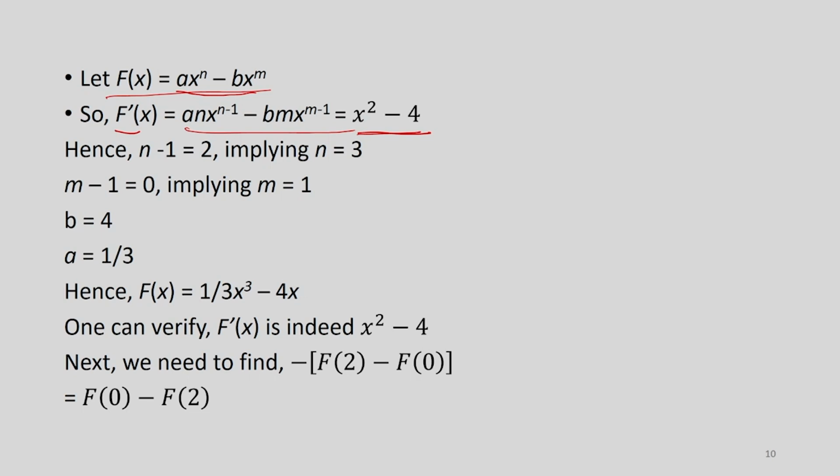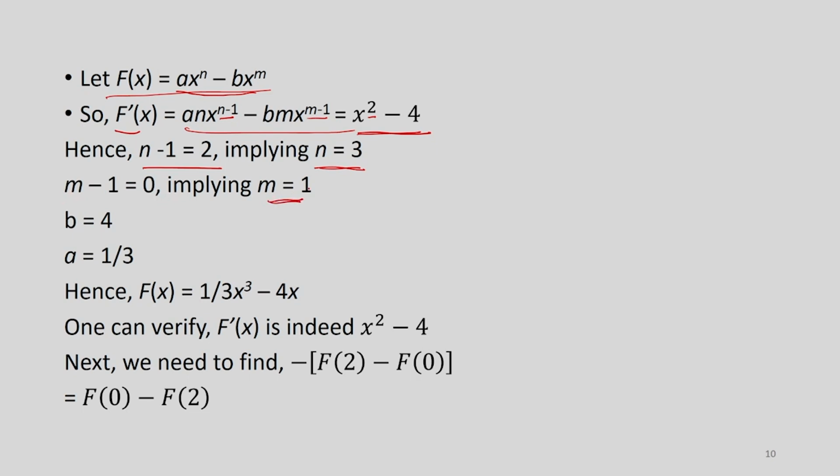Now, the next task is relatively easy. I just have to compare the coefficients and the powers. If I compare, then n minus 1 should be equal to 2. This will straight away give me the value of n is equal to 3. And I also know that m minus 1, the power of x here is 0, because there is no x here. So, m minus 1 is equal to 0, so m is equal to 1.